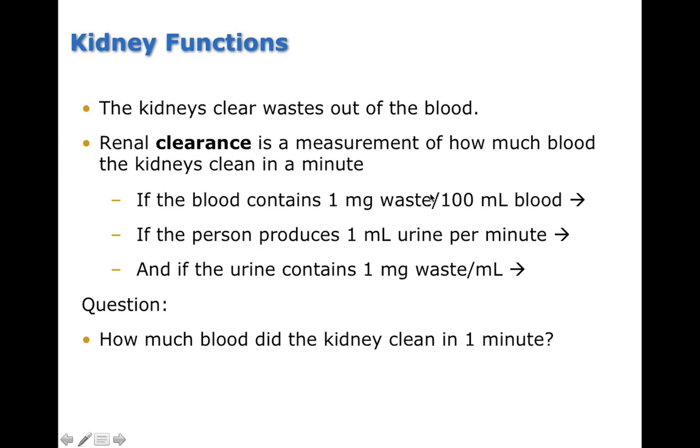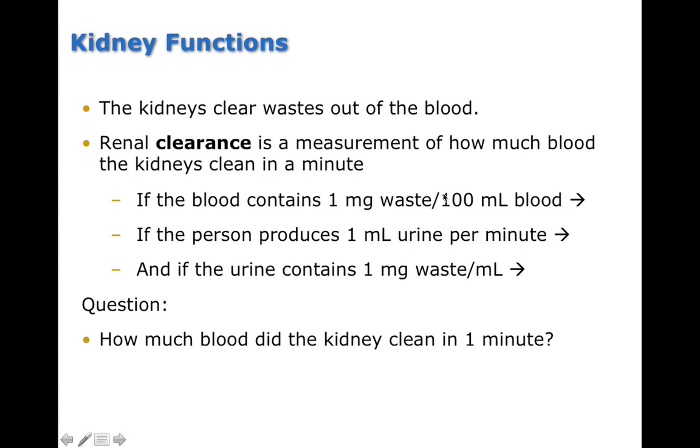We know that the kidneys reabsorb about 99% of the water that's filtered. Now, if you're finding a whole milligram of that waste in the urine for every 1 ml of that urine, but you find 1 milligram of that waste in 100 ml of blood, then you can make a pretty good guess that your kidneys cleared 100 ml of blood in that minute, and that's how it got rid of 100 milligrams of that waste. So this question here says, how much blood did the kidney clean in 1 minute?